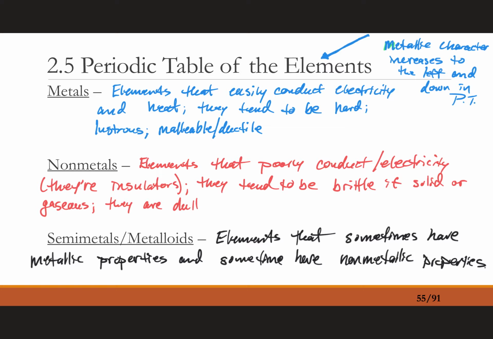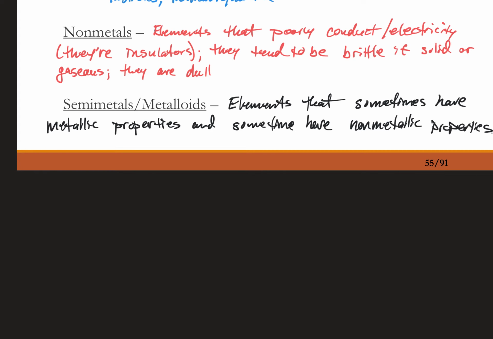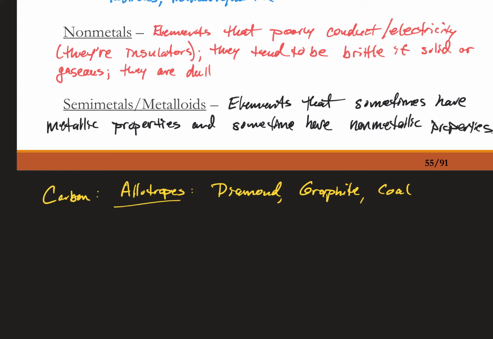I would add carbon to the list. So it's not typically given as an example of a semimetal, but for carbon, you have many what we call allotropes of it, different forms of the same element. These allotropes you'll be aware of, you just haven't heard the word allotrope probably. You have the allotropes being diamond, graphite, coal, and I'm going to add graphene here.